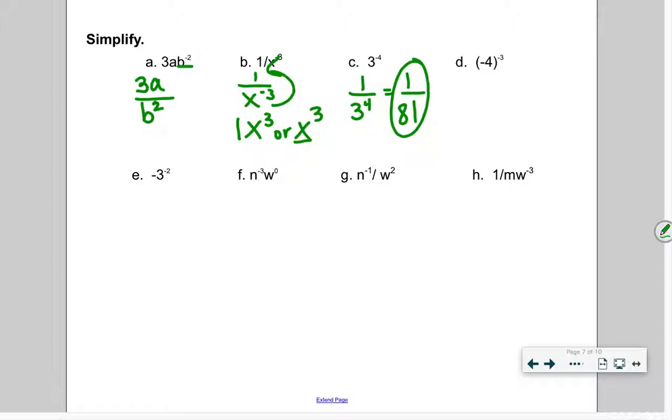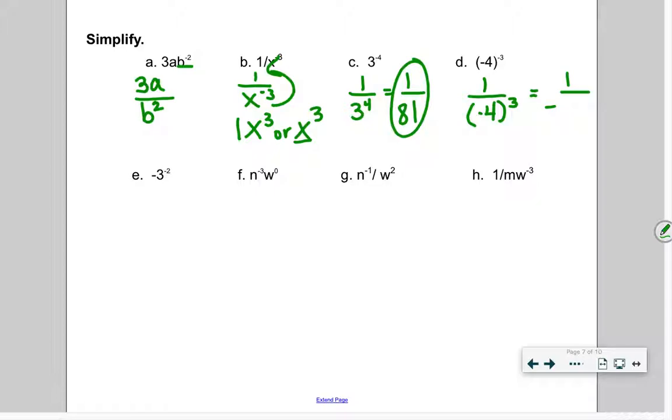D, -4 to the -3 power. We have an unhappy exponent, so what are we going to do? Move it to the basement. So it's 1 over, keep your -4 inside parentheses. And it's being raised to the 3rd power. So now what we have is a -4 times a -4 times a -4. What kind of a fraction are we going to end up with? Positive or negative? It's going to be a negative. So we have 4 times 4, which is 16. And 16 times 4?